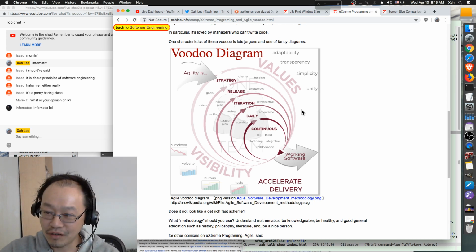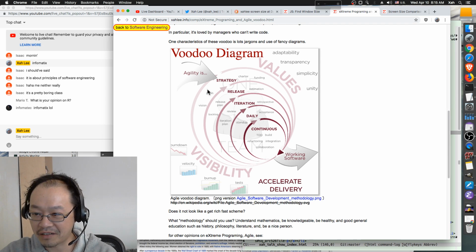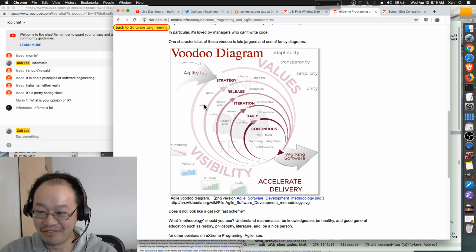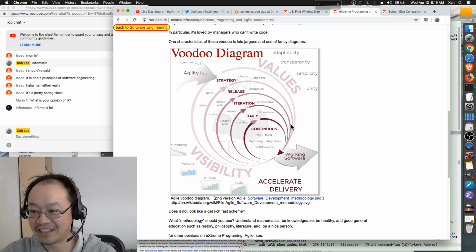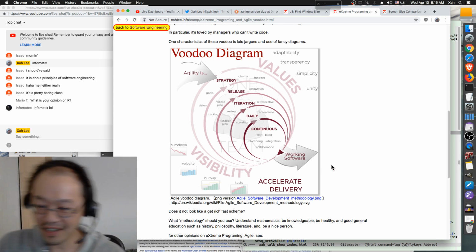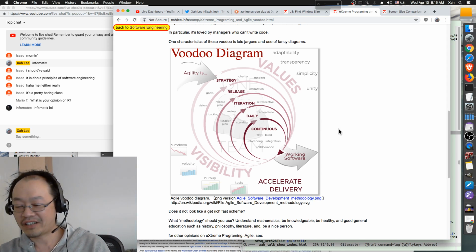Okay, so look at this Agile. Working software, continuous integration, daily iteration, iteration plan, review, iteration retrospective. Then release, backlog, release plan. It looks so nice. Wow, see everything: vision, strategy, goals, charter, funding, adaptability, transparency, simplicity, unity, accelerate delivery. Yeah. So agile, it's no good.